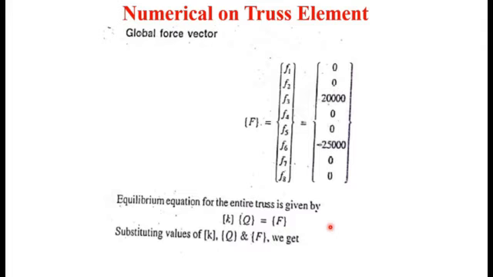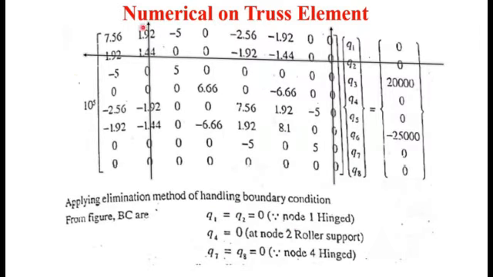Then after that, the equilibrium equation for the entire truss. After calculating the elemental equations, the stiffness matrix, the displacement matrix and the force matrix, the equilibrium equation for the entire truss is k into q is equal to f. Stiffness matrix into displacement matrix is equal to force matrix. Then substituting the values of k, q and f, we get this k matrix into this q matrix equal to this force matrix f.